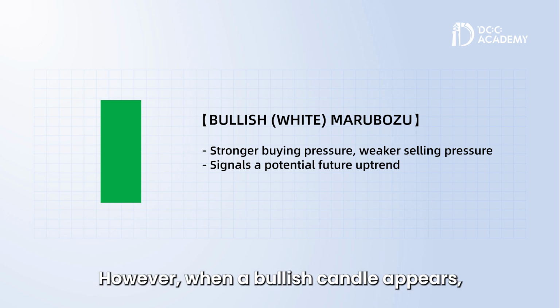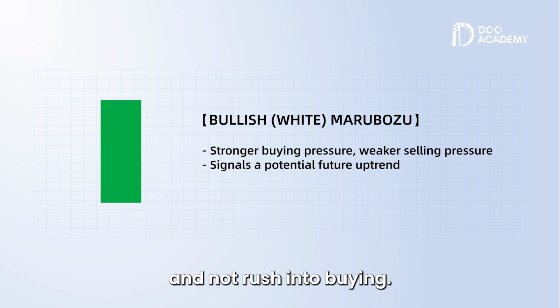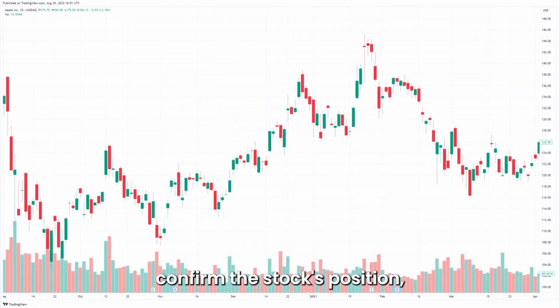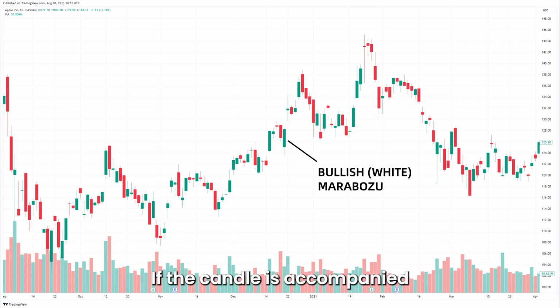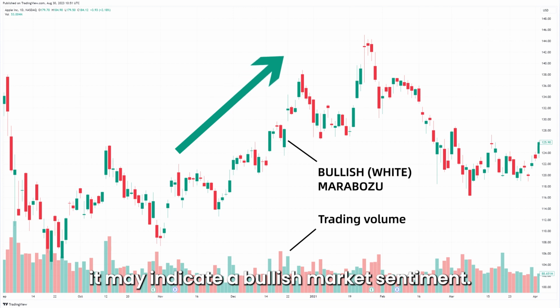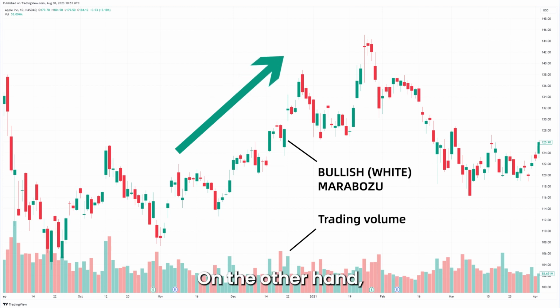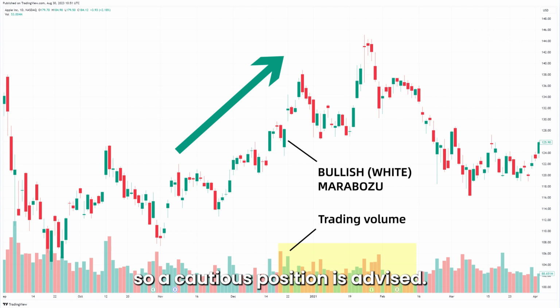However, when a bullish candle appears, it's important to be mindful of potential traps and not rush into buying. Make sure to always confirm the stock's position, overall trend, and trading volume first. If the candle is accompanied by increased trading volume, it may indicate a bullish market sentiment. On the other hand, if the trading volume decreases, it could be a deliberate attempt by market makers to push prices higher and lure investors in, so a cautious position is advised.